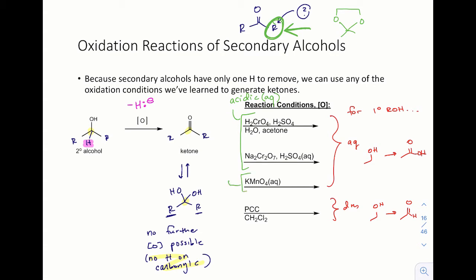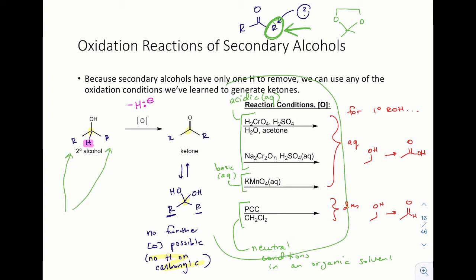You might use the potassium permanganate conditions, which are basic aqueous solution. Or maybe there's another group that is sensitive to base, in which case you could use the PCC oxidation because that is conducted under neutral conditions in an organic solvent, so no water. So although we're not worried about any further oxidation for a secondary alcohol, we might have to worry about reactivity in the R groups, and sometimes you'll have to choose a specific set of conditions rather than just picking one at random, but you'll be fine. You'll learn how to evaluate those situations.